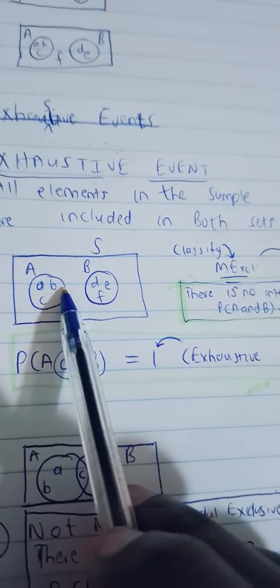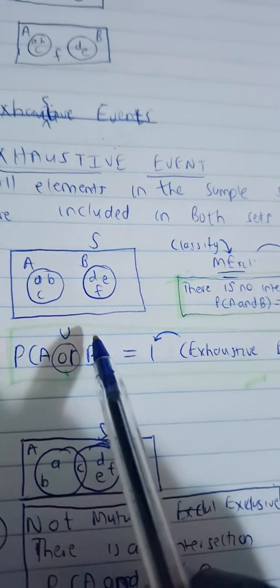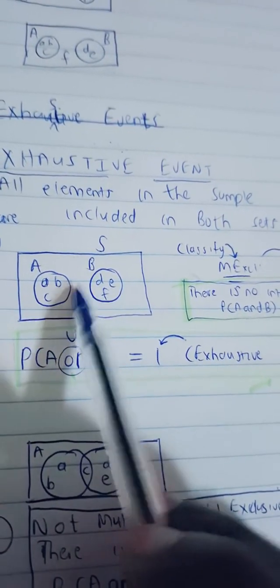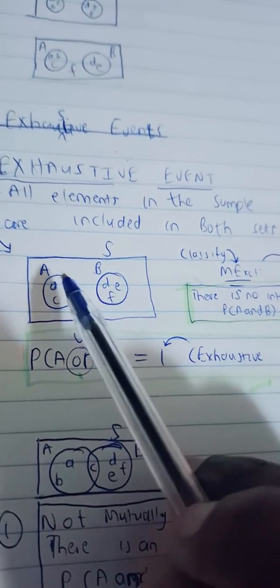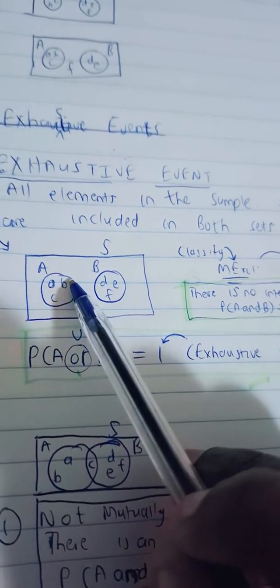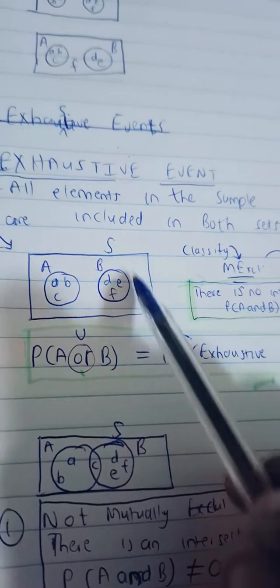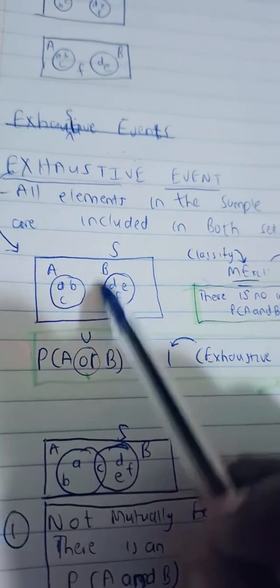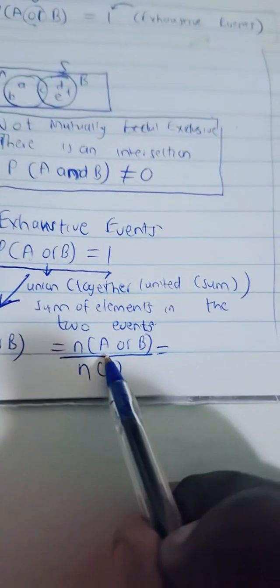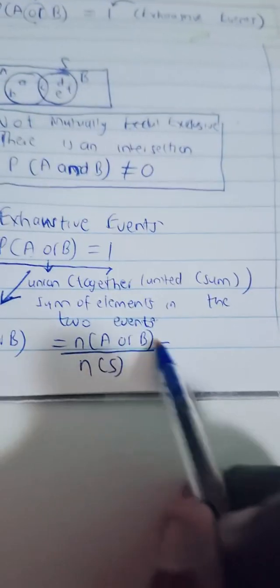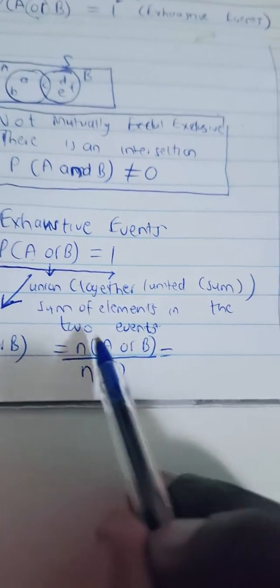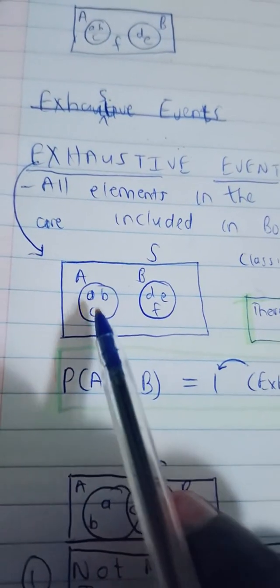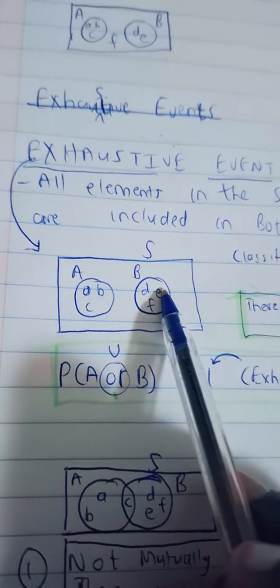How many elements do we have inside the 2 events? What's the total number of elements for the 2 events? Very good, Landiwe. We have A, B, C, that's 3. D, E, F, that's another 3. That's 3 plus 3, which is equal to what? To 6. So if I was to talk about the number of elements for A or B, meaning the union of A or B, in other words, the sum, the united number of elements for A or B, we are counting 1, 2, 3, 4, 5, 6.